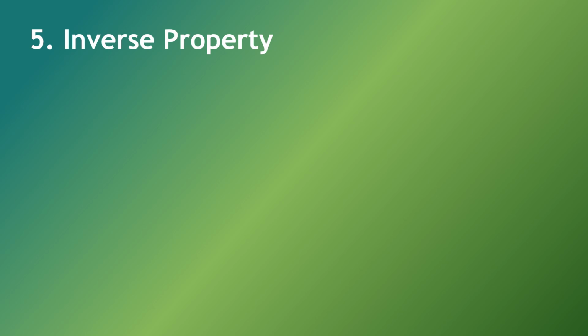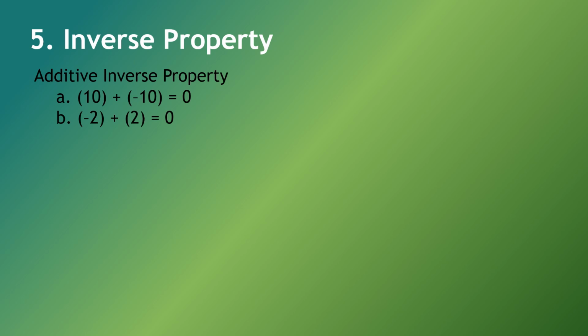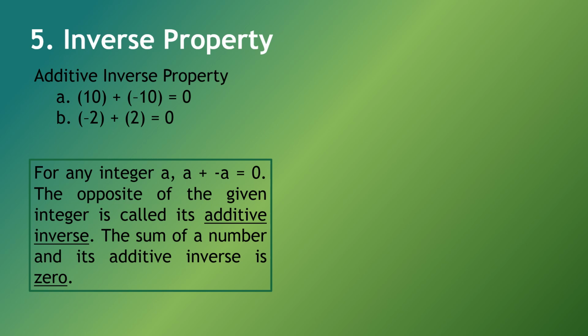So, the fifth property is the inverse property. Additive inverse property. 10 plus negative 10 is equal to 0. Negative 2 plus 2 is equal to 0. Kapag sinabing inverse property or additive inverse property, for any integer a plus negative a is equal to 0. The opposite of the given integer is called its additive inverse. The sum of a number and its additive inverse is 0 or always 0.